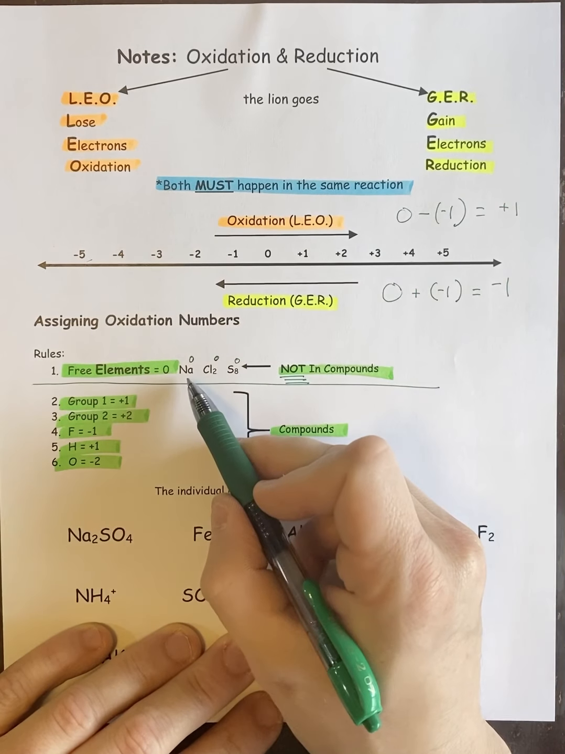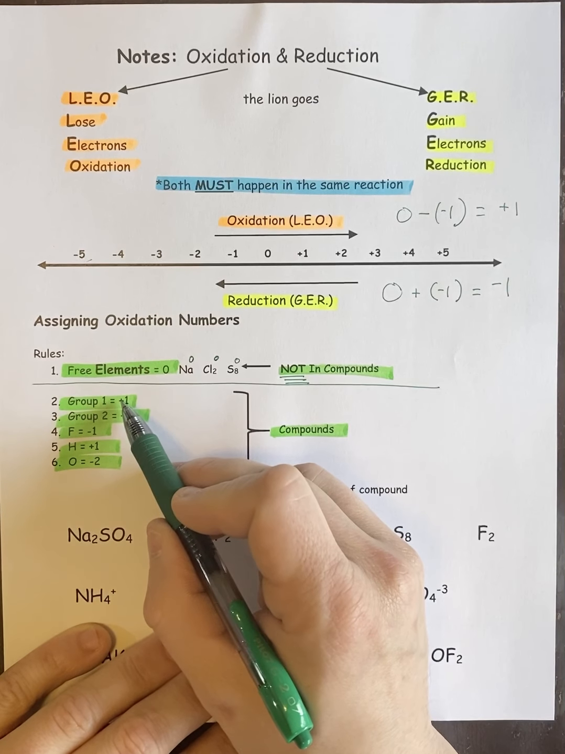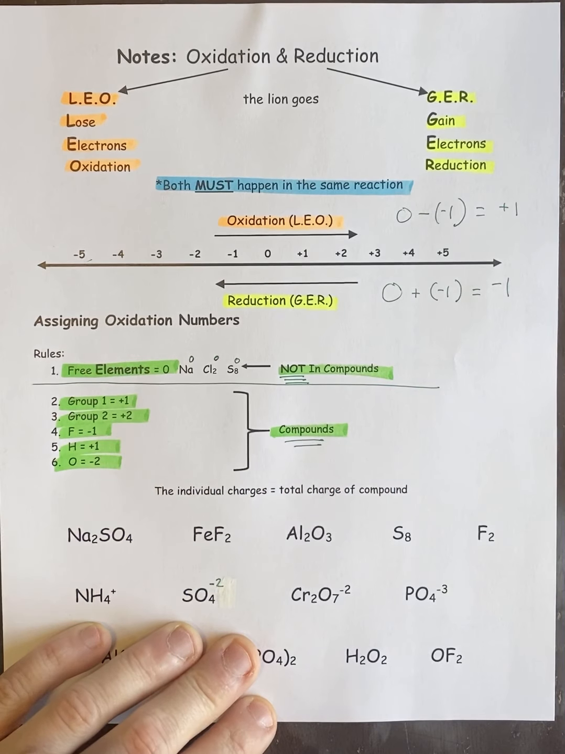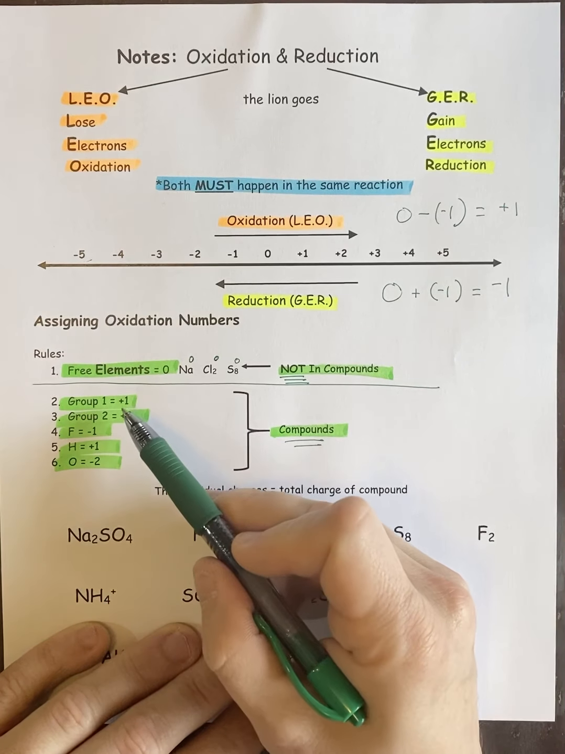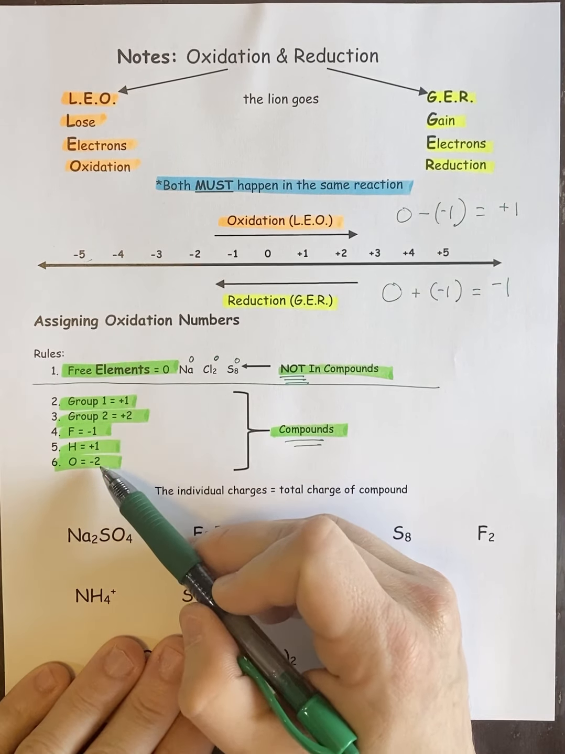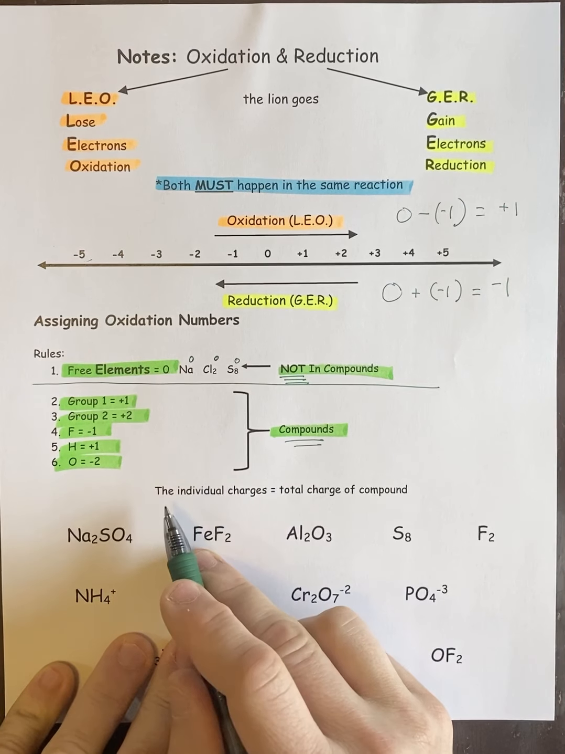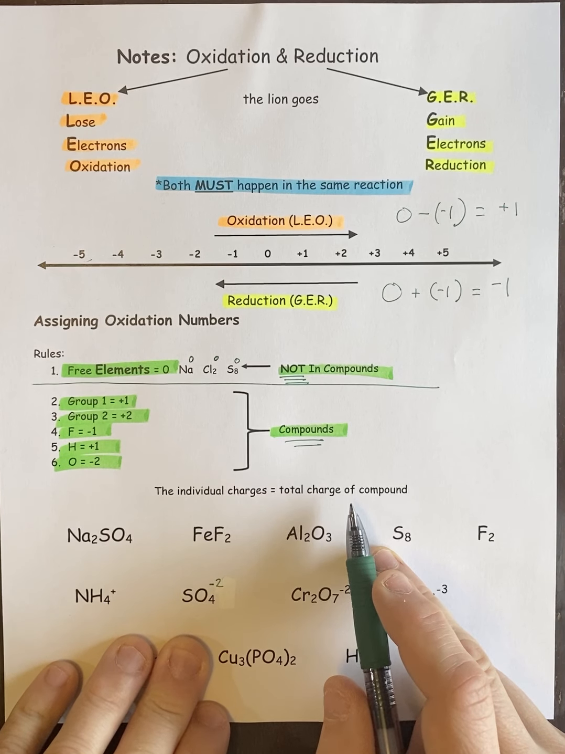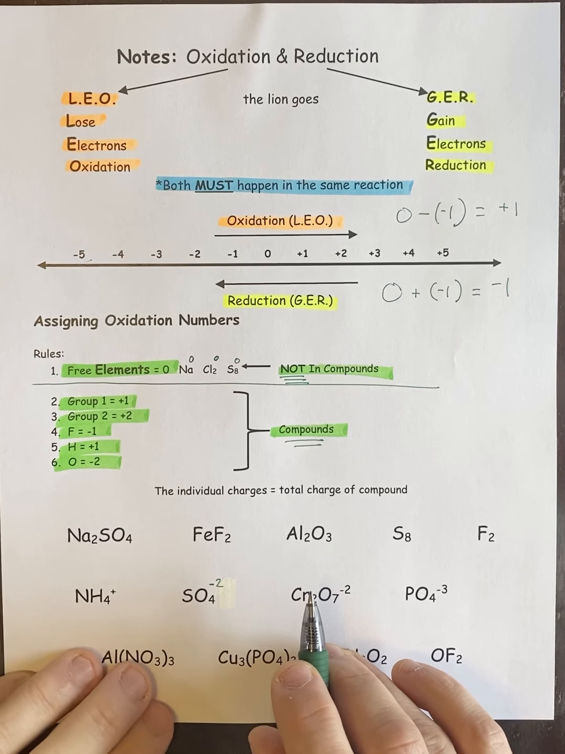A common mistake is to think that Na is +1 because the group 1 rule says that group 1 is +1 and Na happens to be in group 1. But here's the issue. When Na is in a compound, yes, that's true, but if Na were alone, then it's an element and it would be 0. So just be aware of that. So group 1 +1, group 2 +2, then F, H, and O respectively. And then the rule that we follow is that the individual charges have to add up to equal the total charge of the compound. Whether that charge is 0 or negative or positive, it does not matter. It always has to equal the total.